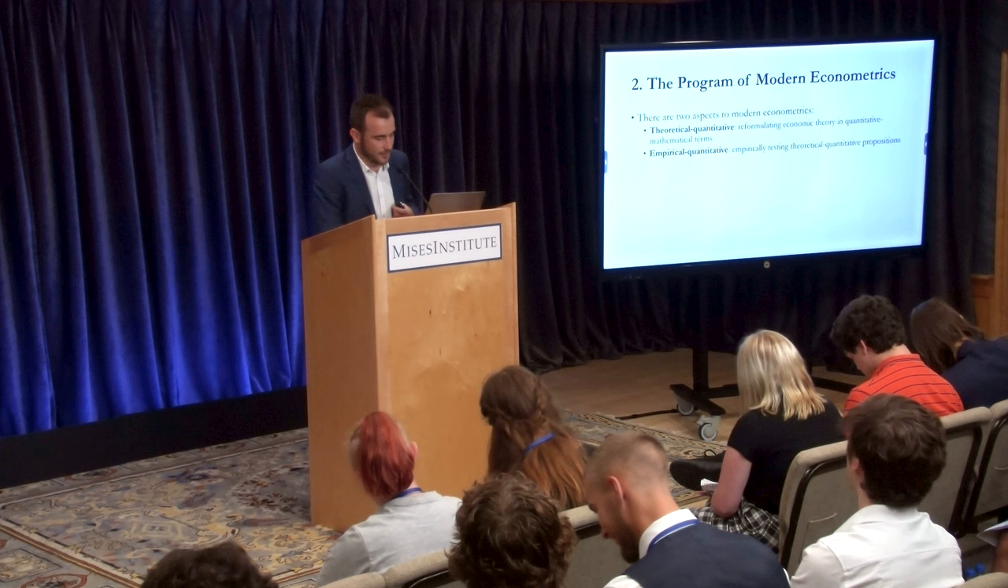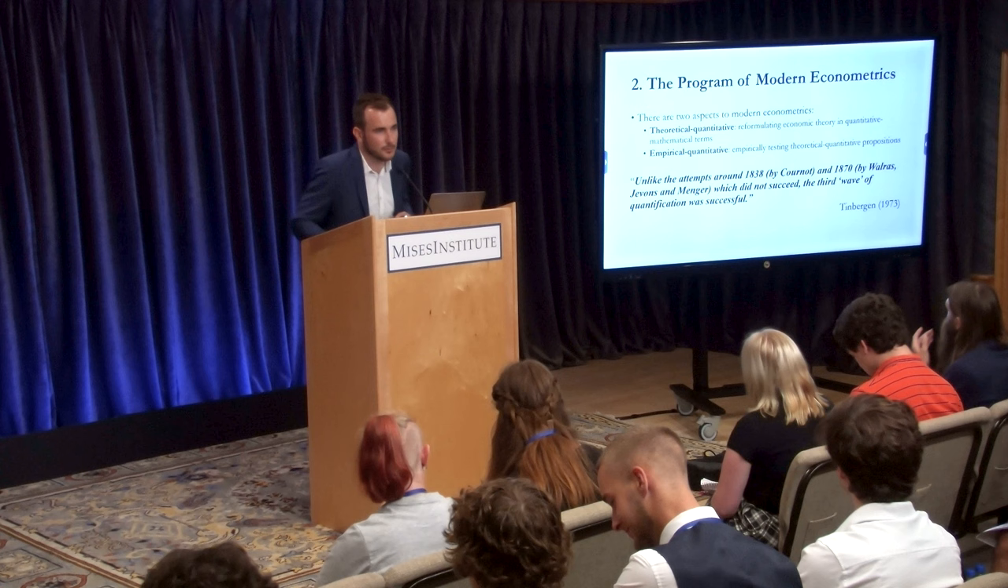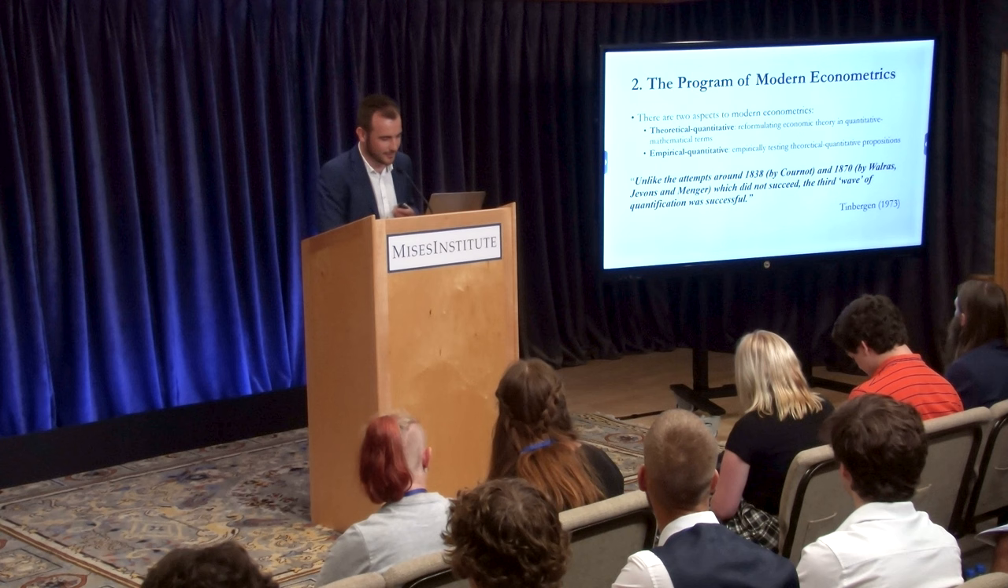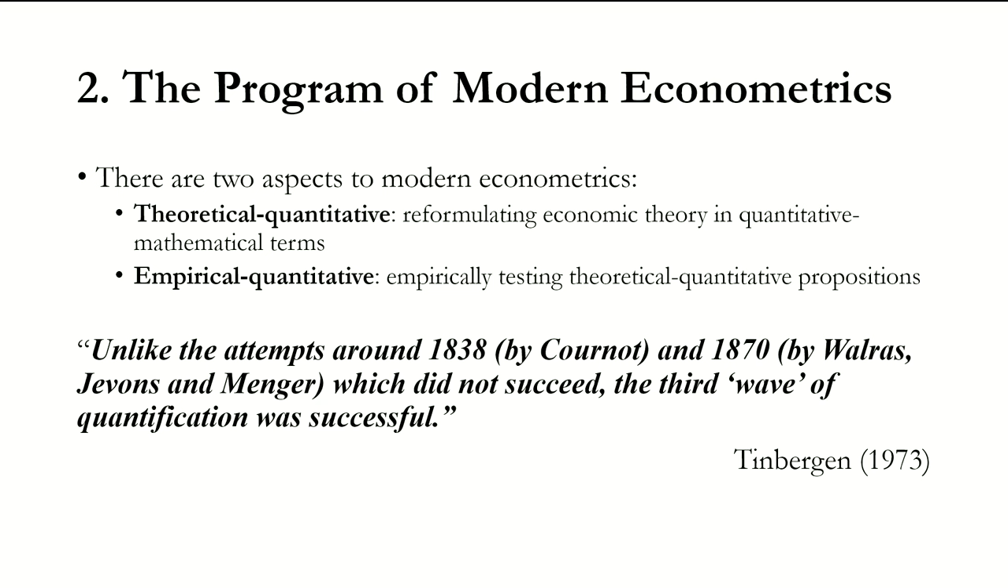And this whole enterprise was really quite successful, according at least to Jan Tinbergen himself, who said, very interestingly, that unlike the attempts around 1838 by Cournot, a French economist, and 1870 by Walras, Jevons, and Menger, which did not succeed, the third wave of quantification was successful. So this is really interesting. There were, of course, attempts before to quantify economics, to turn it into a science in the strict sense of the word, but that he lumps in Menger with Jevons and Walras is really surprising. Menger, of course, was not involved in formalizing economic theory mathematically, not at all. But Jevons and Walras were, and they can be considered precursors of the modern econometric project.